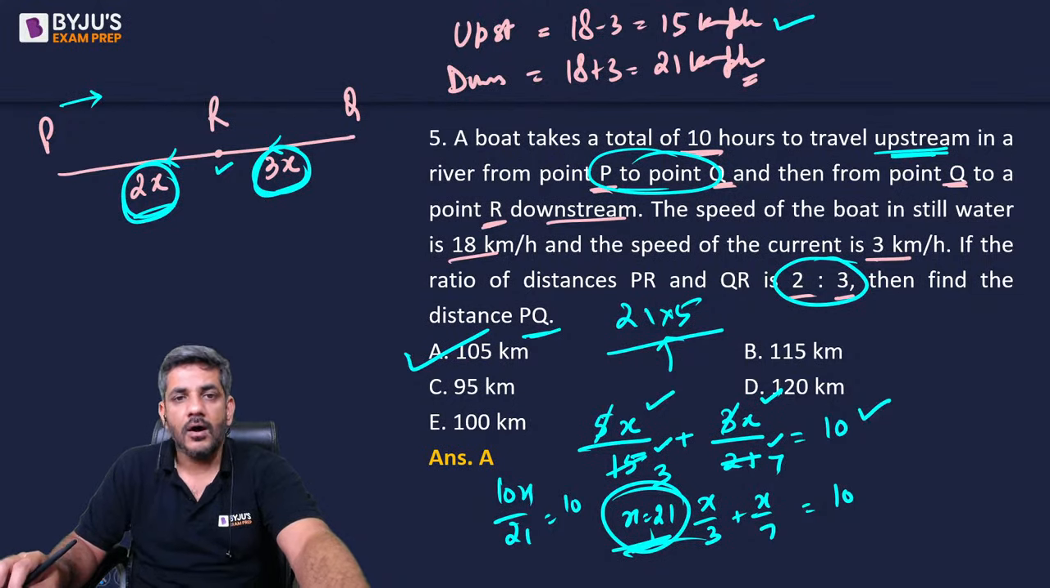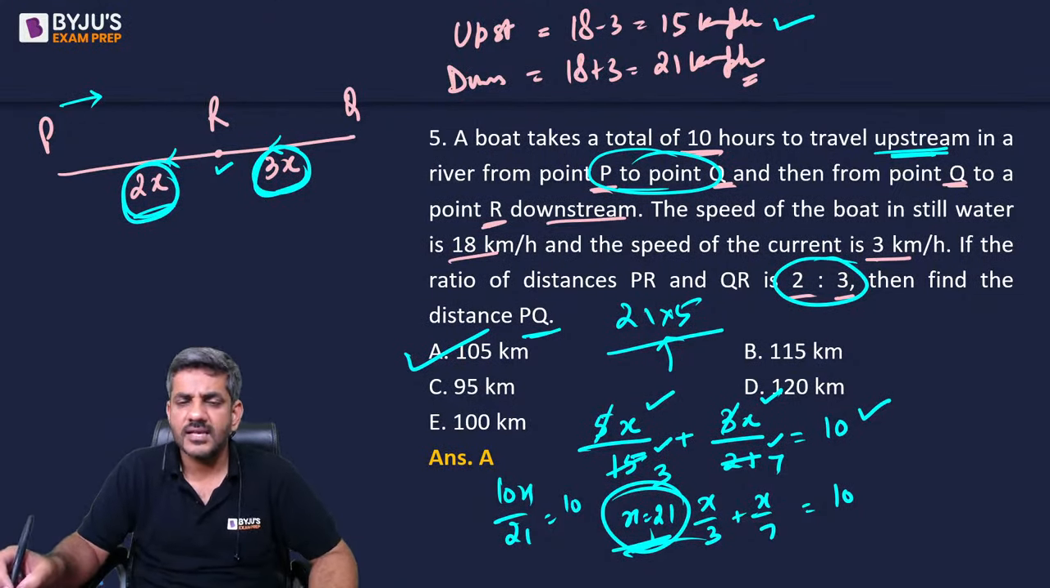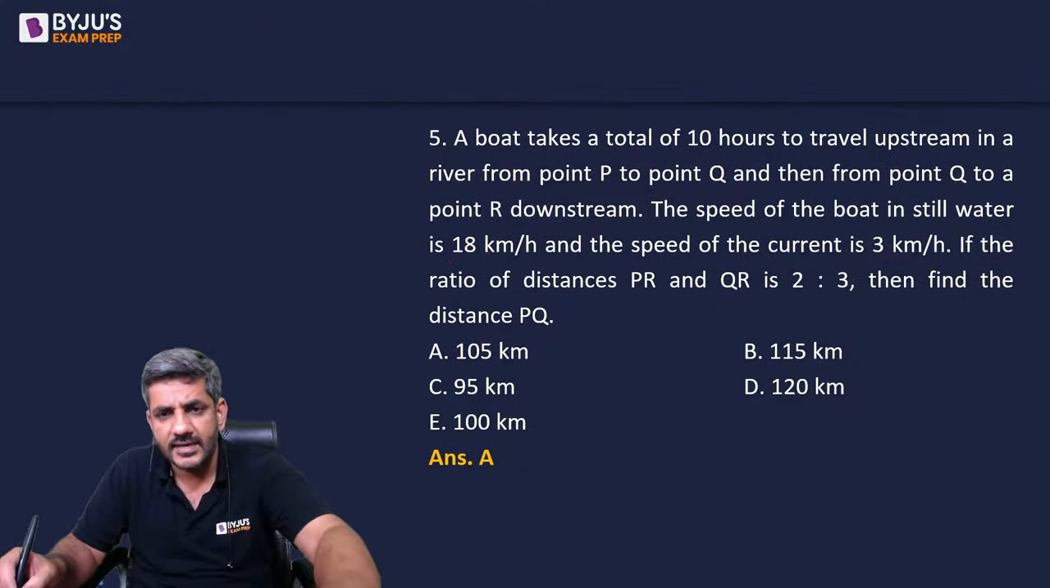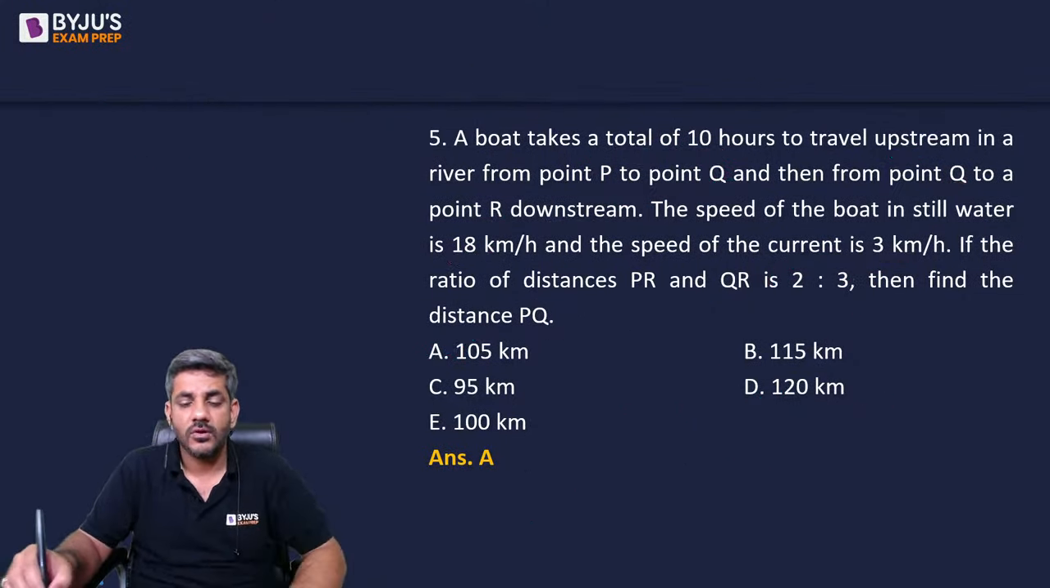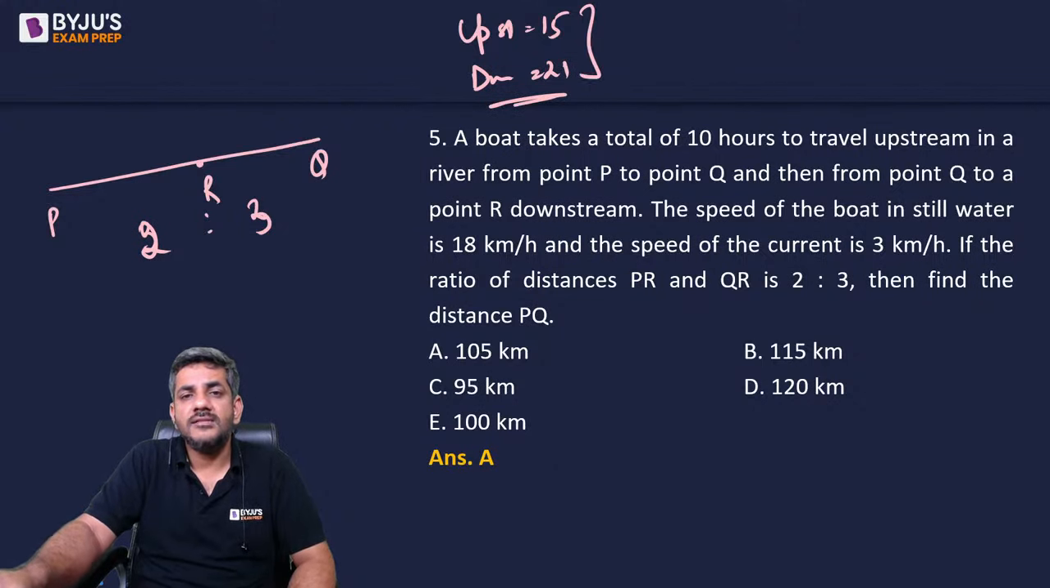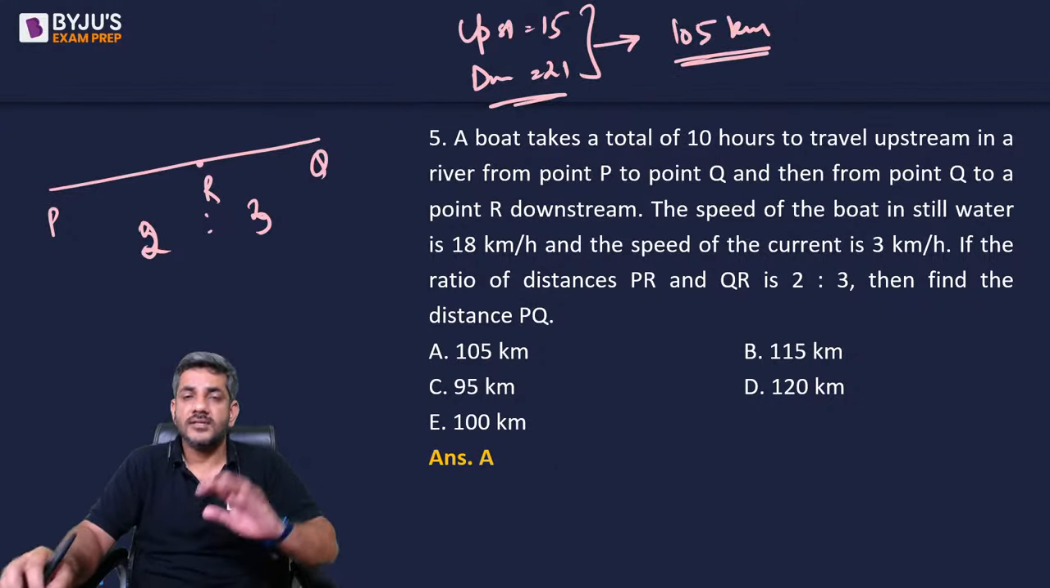Okay. Now, how would I do this question in a slightly easier way? Let me talk about that as well. When I was looking at this question, what did I think of? I saw the distance from P to Q is in a ratio of 2 is to 3. Upstream speed is 15, downstream speed is 21. I took an LCM of 15 and 21. Let's say 105 kilometers is the distance.